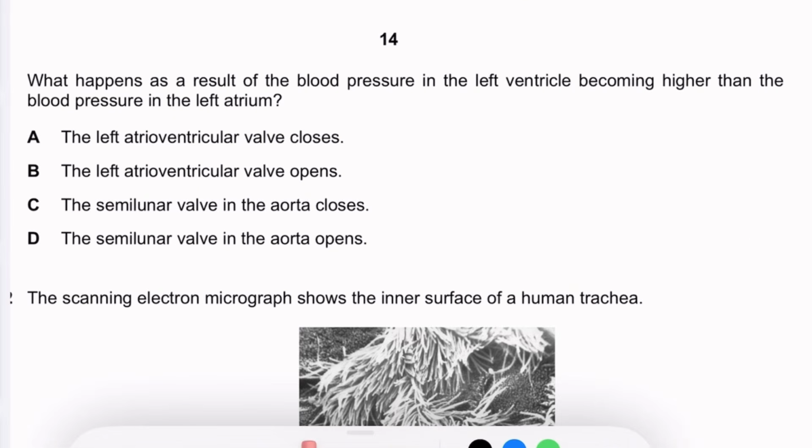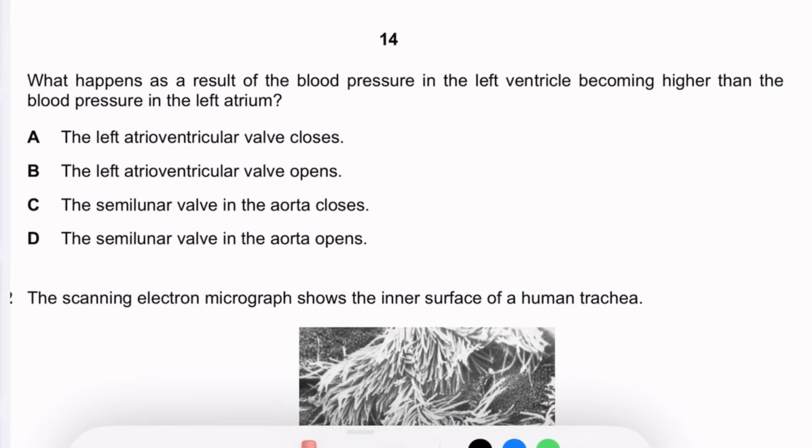What happens as a result of blood pressure in the left ventricle becoming higher than the blood pressure in the left atrium? Okay, so when blood is at higher pressure in the ventricle, to prevent backflow of blood to the atrium, the left atrioventricular valve has to close. The left atrioventricular valve opens, the semilunar valve in the aorta closes. Okay, the semilunar valve in the aorta opens. Why wouldn't it be one of these two options?